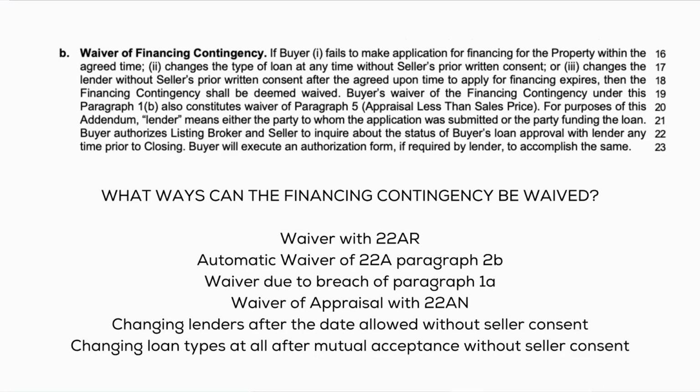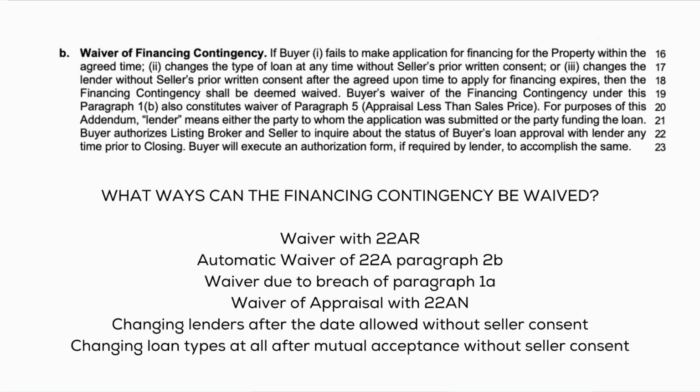You can waive it by giving notice if you are a seller with the 22 AR. That will be done after the specific number of days listed in paragraph 2B. And that notice can be given, and then the buyer can choose to sign it or face consequences if they don't sign it. You can have an automatic waiver of the financing, which we'll talk about in paragraph 2B.